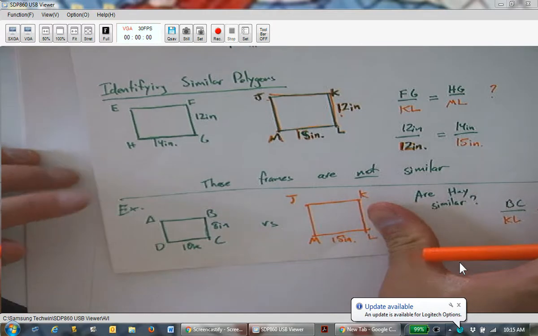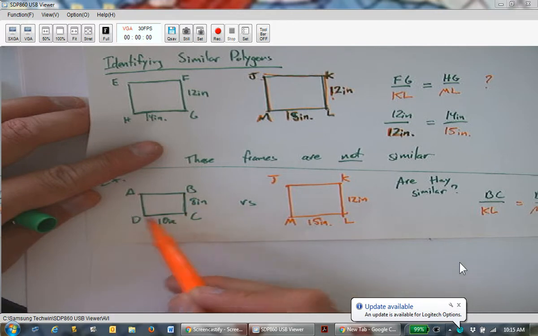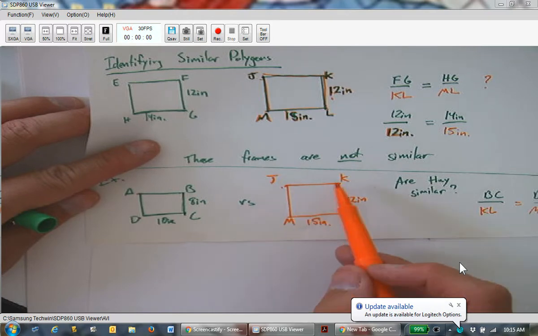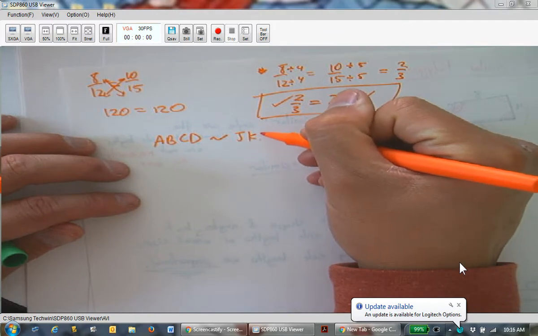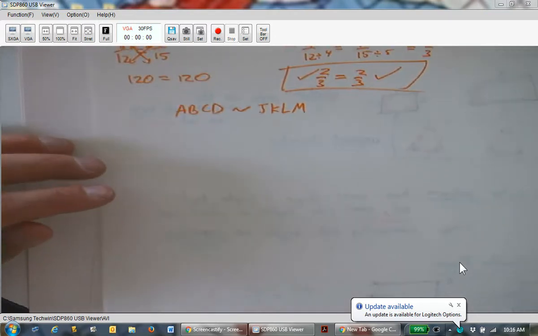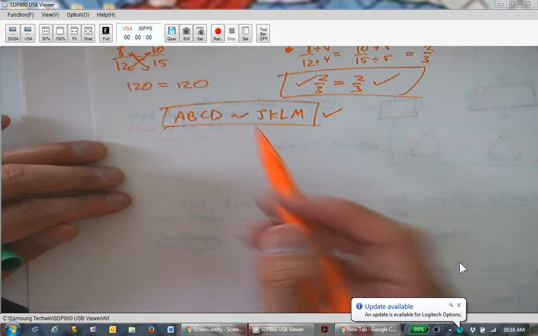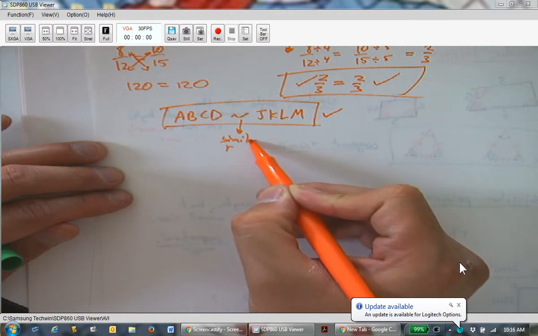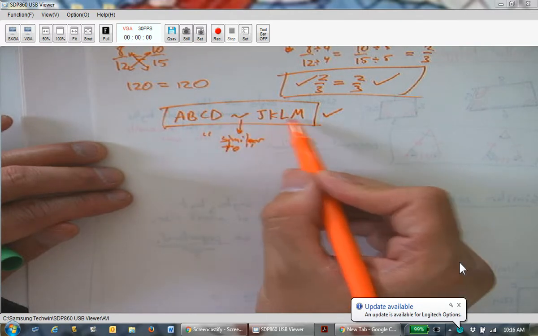Does that make sense? So be very careful when you name your shapes. I went from A to B to C to D. The corresponding way that you would name this quadrilateral would be from J to K to L to M. So this is how I do it. J, K, L, M. The order does matter in how you name your shapes. So this is my conclusion. ABCD is similar to, similar to, that's what the symbol stands for. ABCD is similar to JKLM, okay?